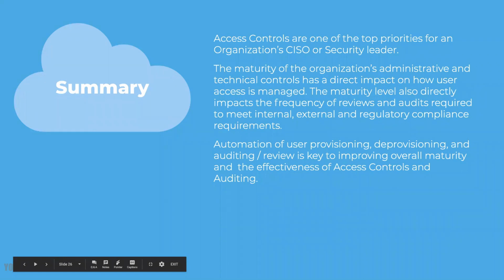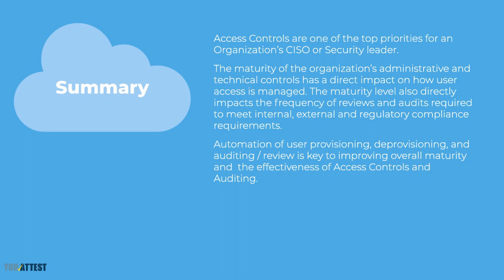So, in summary, access controls are one of the top priorities for an organization's CISO or security leader. It really is the top one, or should be one of the top priorities. The maturity of the organization's administrative and technical controls has a direct impact on how user access is managed, and the maturity level also directly impacts the frequency of reviews and audits required to meet both internal and external, as well as regulatory, compliance requirements.